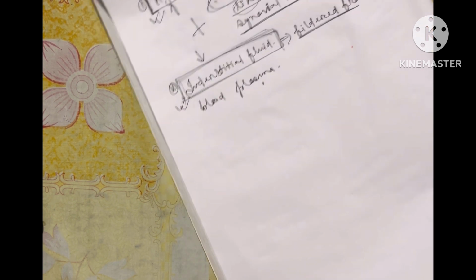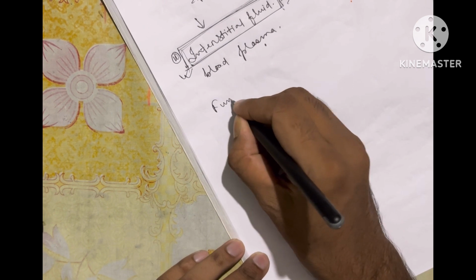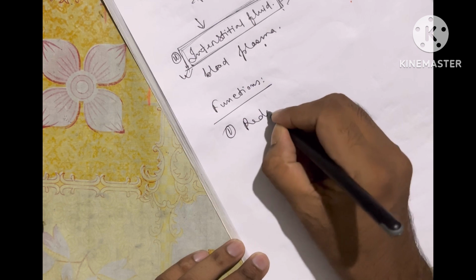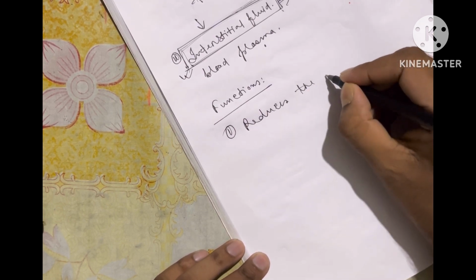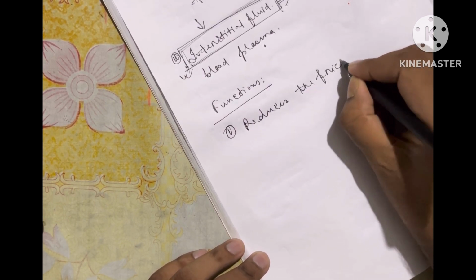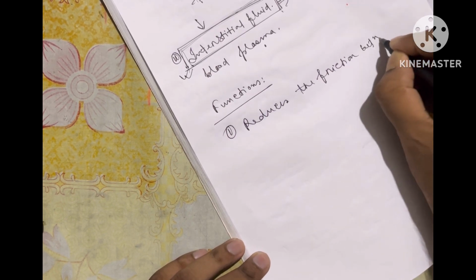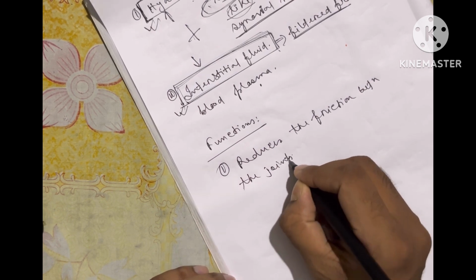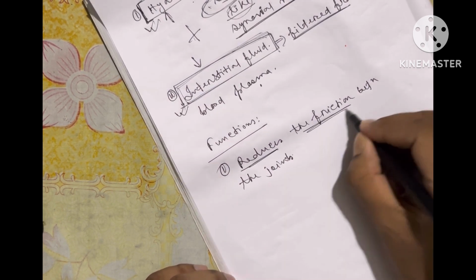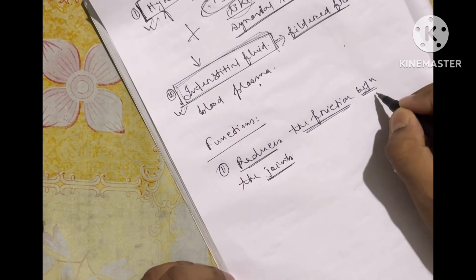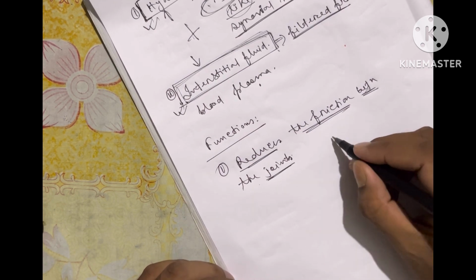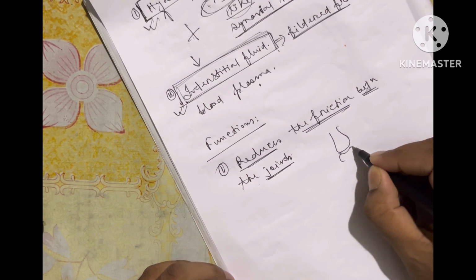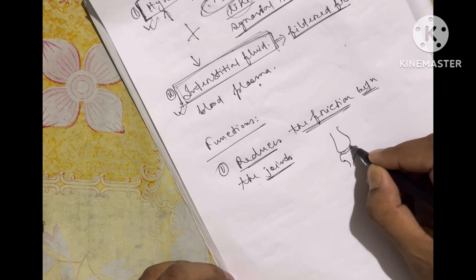So next part, we will go towards the function. What are the different functions? Number one function is that it reduces the friction between the joints. This is the number one. As you know, if it is articulating bone, and there is no fluid present over here, then there are chances of friction between both the joints.